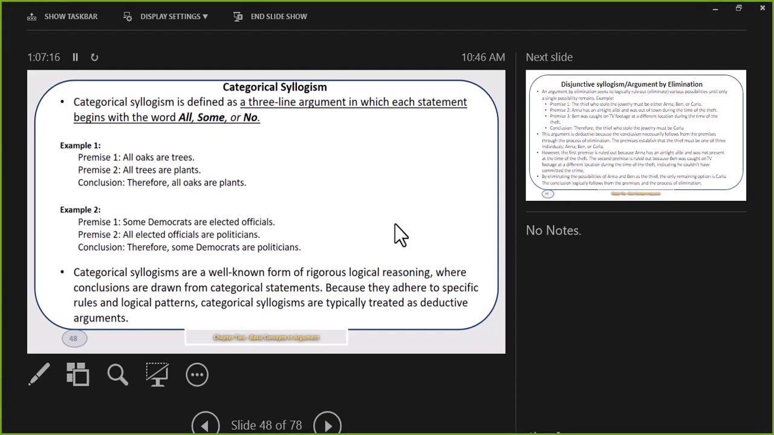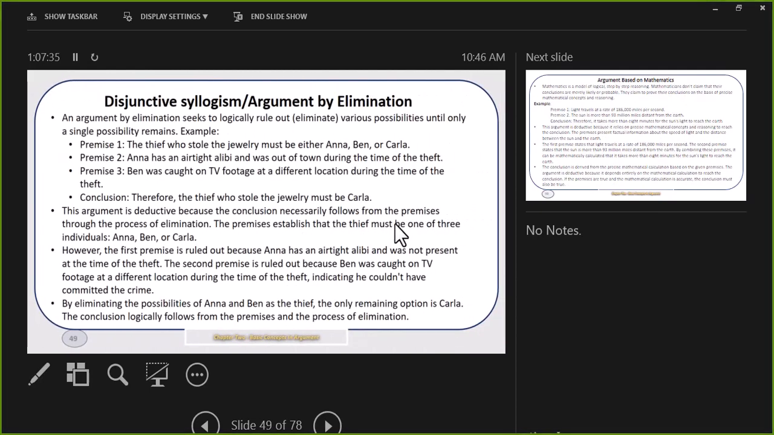Categorical syllogisms are three lines of argument in which each statement begins with what? All, some, and no. They begin with all, some, or no. They are always treated as deductive arguments. Hypothetical, categorical, and disjunctive. Disjunctive syllogism is also known as argument by elimination, but they are not exactly the same. Argument by elimination and disjunctive syllogism, we can use them interchangeably, but they are not exactly the same.